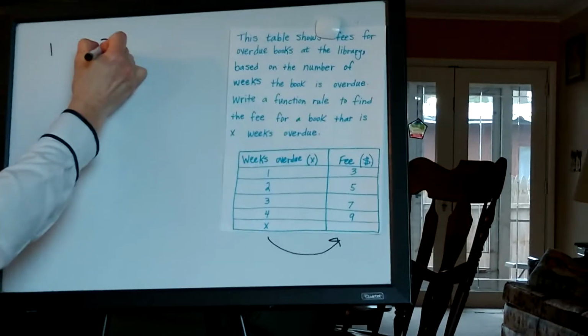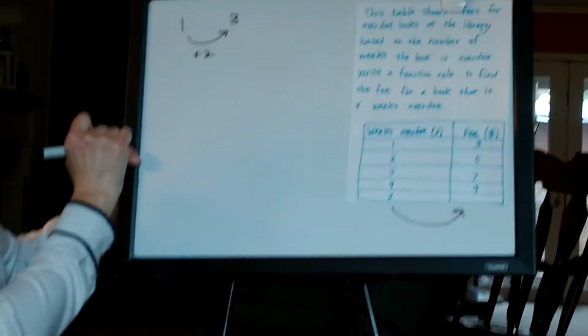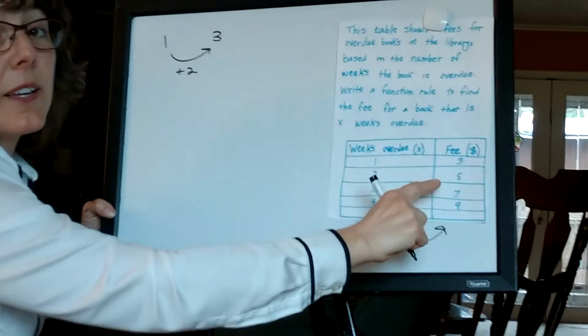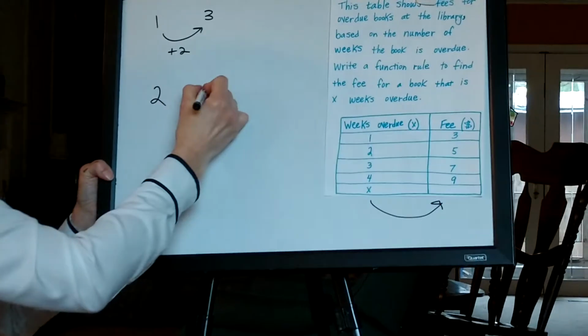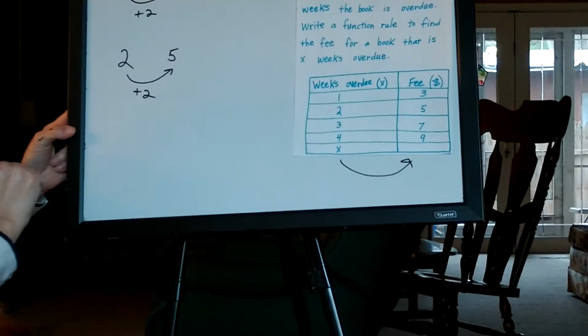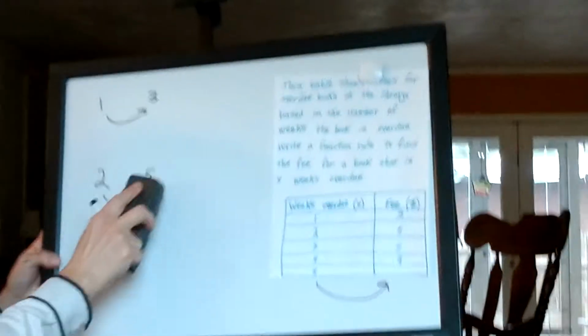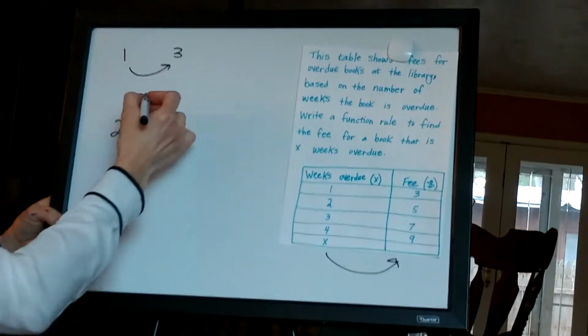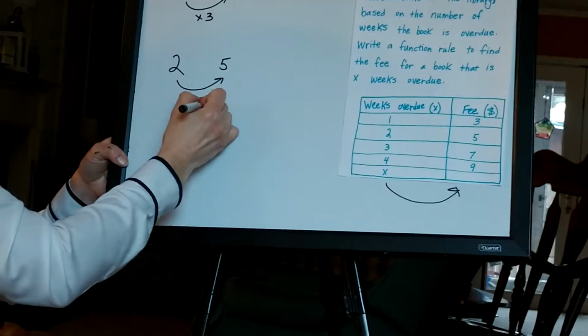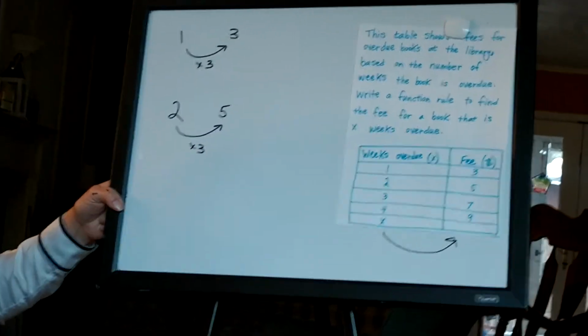Well, to get from 1 to 3, we know, obviously, that plus 2 works. We have to make sure, though, it works for every single step in our chart. So to get from 2 to 5, does plus 2 work? It doesn't, because that would only be 4. So adding 2 is not going to work. We could multiply by 3 to get from 1 to 3. Let's try it there. That doesn't work either.